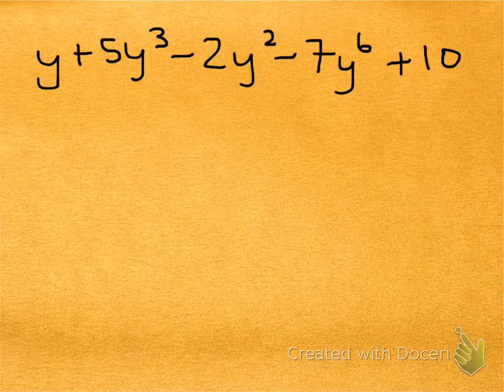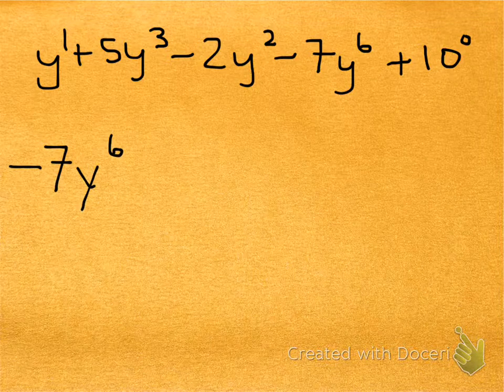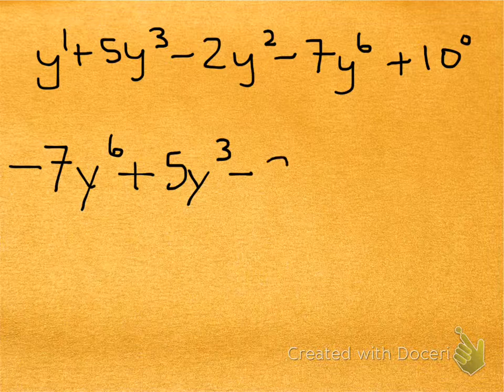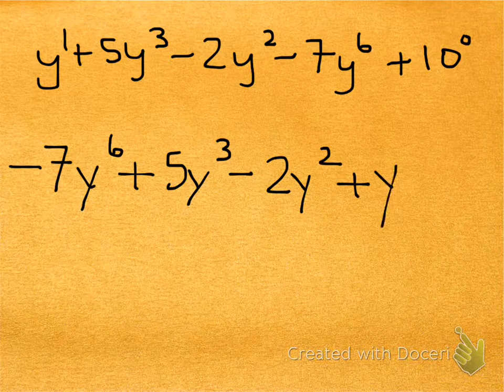The next one we're also asked to put in standard form. So again, we're looking at the variable's exponents. That one has a 1 and the 10 has a 0. So the highest here is 7y to the 6th, so that is negative 7y to the 6th will come first. Then plus 5y cubed minus 2y squared plus y plus 10.